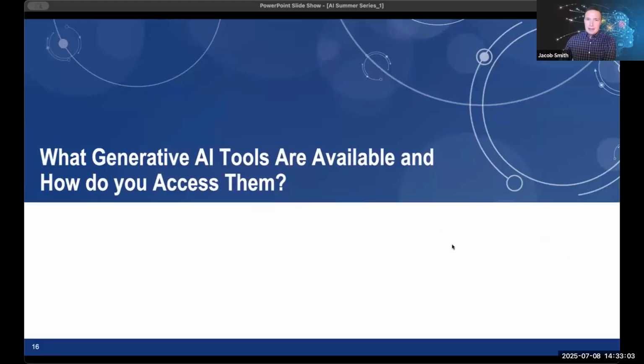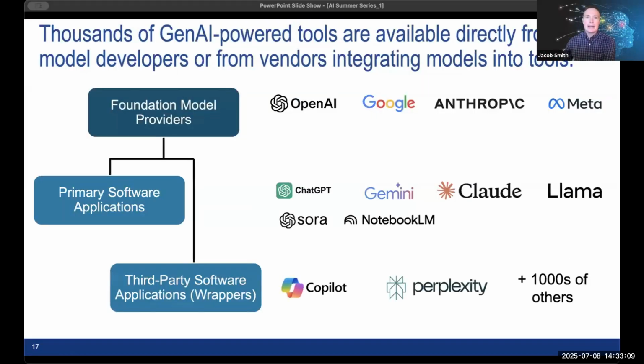So now that you all are prompt engineering experts, I want to talk a little bit about the tools that are available and how you access them. There are an overwhelming number of tools in the marketplace, but when you really look at the landscape of these tools, there's kind of three different tiers.